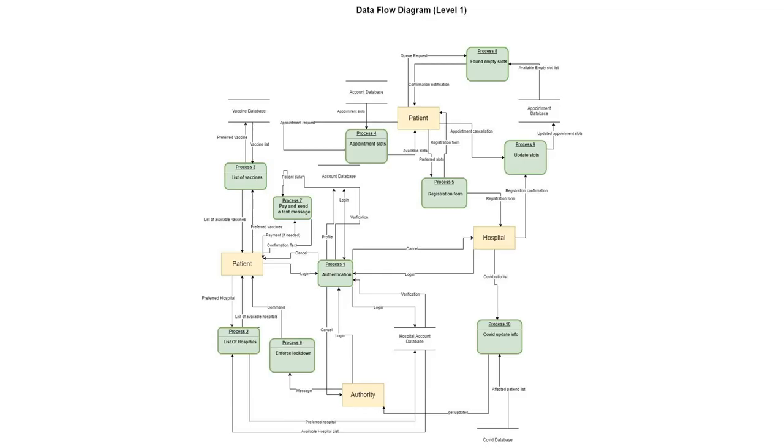The patient entity sends data asking about the preferred hospital list. The process immediately searches in the hospital account database. If the database has an available hospital list, the patient can get that data through process 2.